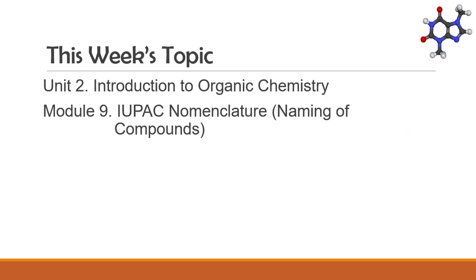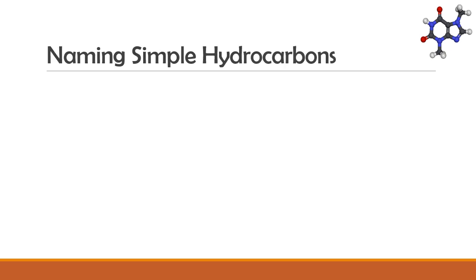Hello everyone. This week we will discuss the naming of organic compounds. Let's begin by becoming familiar with the simplest group of organic compounds, the hydrocarbons. Hydrocarbons are so named because they are compounds made up of only hydrogen and carbon atoms. There are three types of hydrocarbons: the alkanes, alkenes, and alkynes.